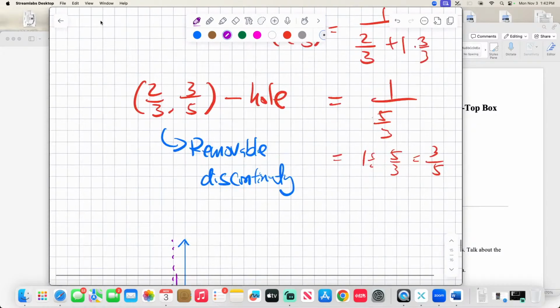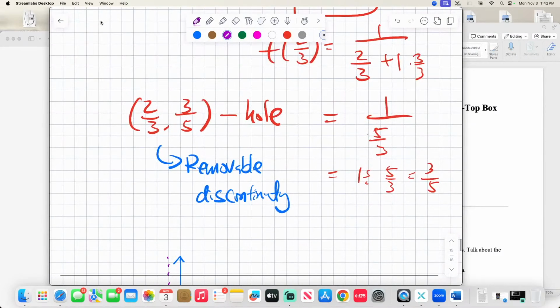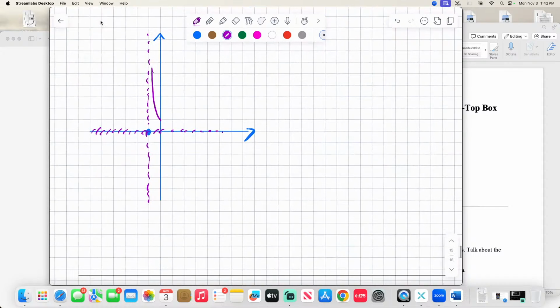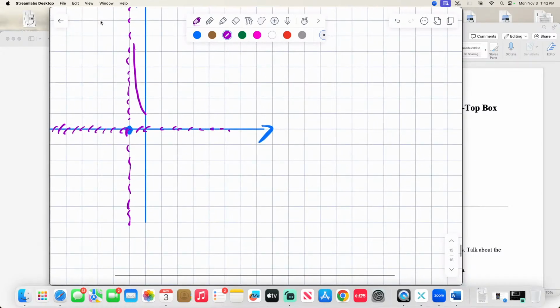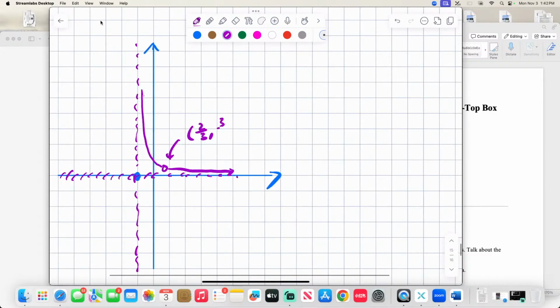But 2/3 is roughly 0.666 and 3/5 is roughly 0.6. So around here, 0.66 and 0.6 here, there's gonna be a hole. And you're gonna address where that hole is, which is 2/3 and 3/5. And this way is gonna be this way.